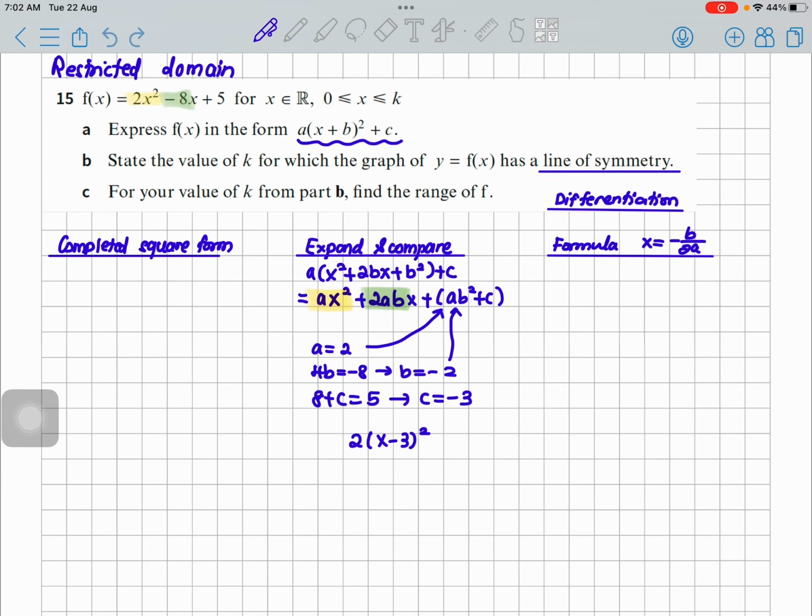What's my b? Minus 2, yeah, minus 3. Now we can also do it by completing the square. So I factorize my 2 and I want to get an area expression for x squared minus 4x. If you don't understand the idea of area, then you can watch my previous videos.